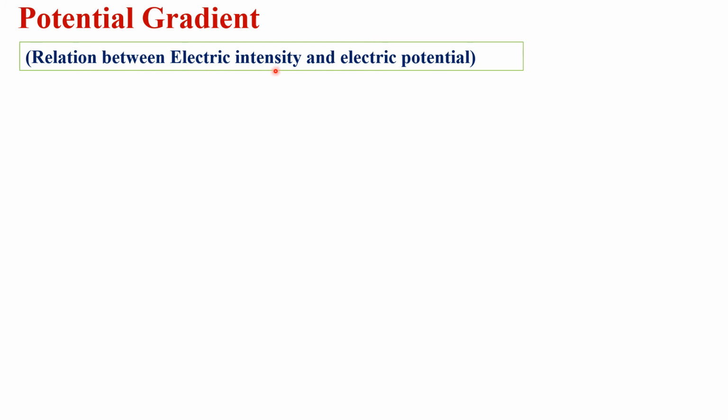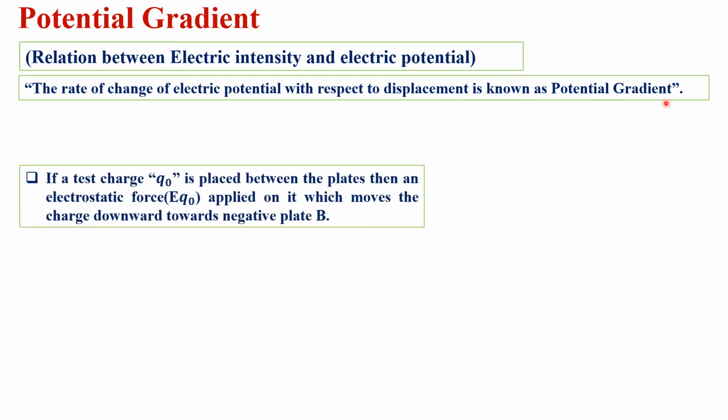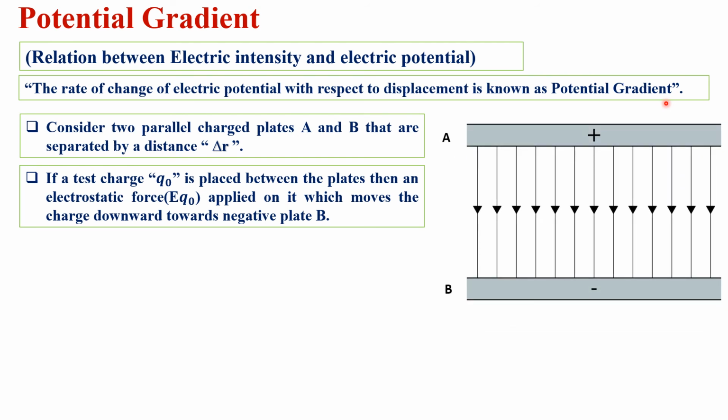Potential gradient. Gradient means change. Potential gradient means change in potential. Now we are going to discuss this change in potential. Actually, it is the relation between electric intensity and electric potential. From the definition, the rate of change of electric potential with respect to displacement is known as potential gradient. So the change that we find in electric potential with respect to displacement is called potential gradient.